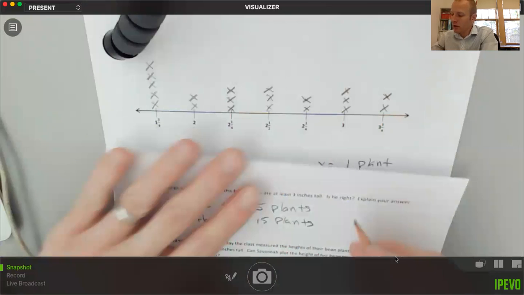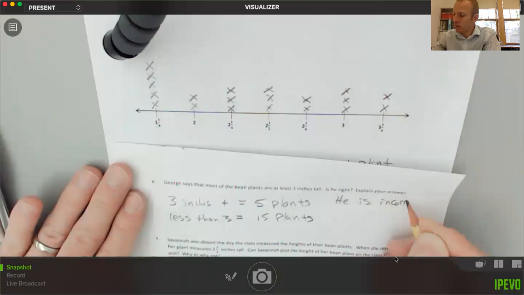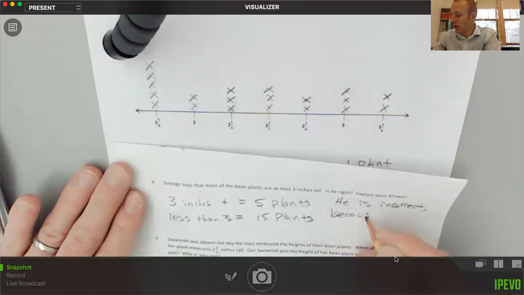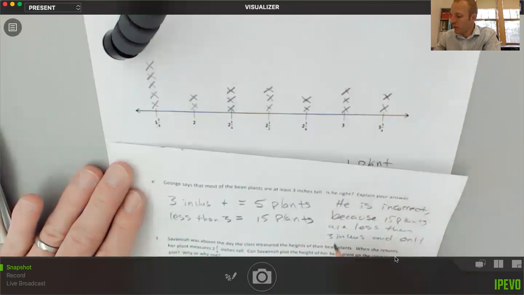So he is incorrect because 15 plants are less than 3 inches and only 5 are more.